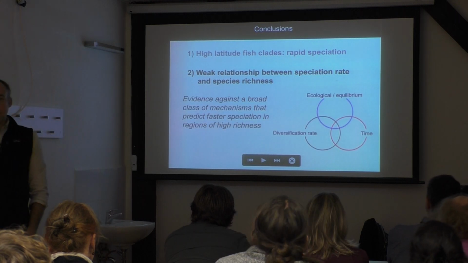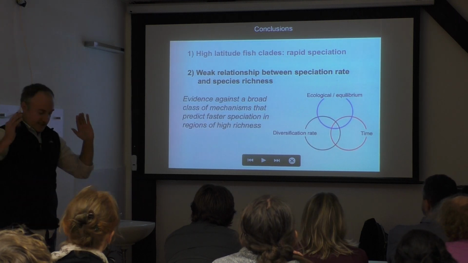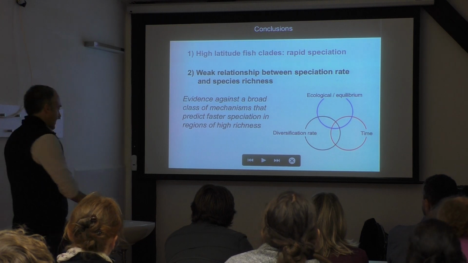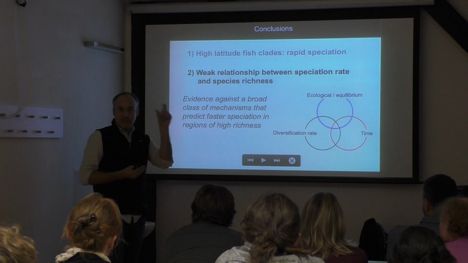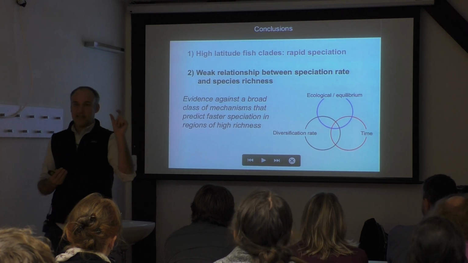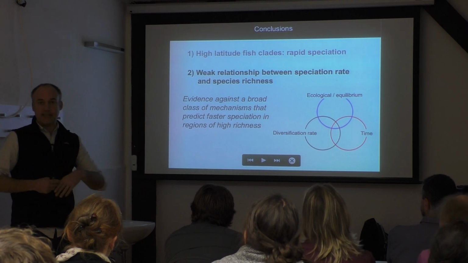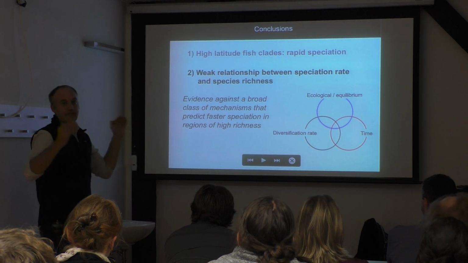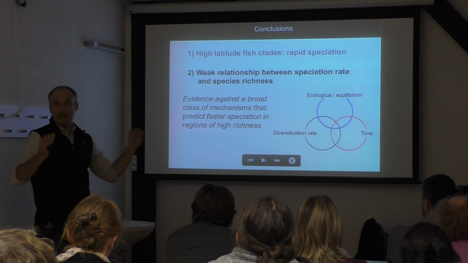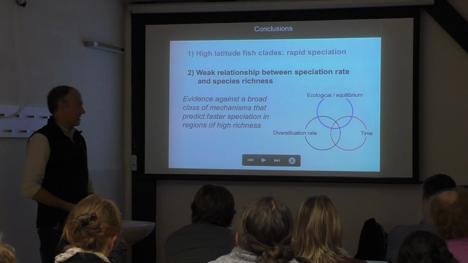And so I think it's interesting to think about what this is telling us about the latitudinal diversity gradient. Because really this is evidence against not just one specific hypothesis for the latitudinal diversity gradient. It's actually evidence against a whole large class of mechanisms that predict faster rates of speciation in places with the highest species richness.